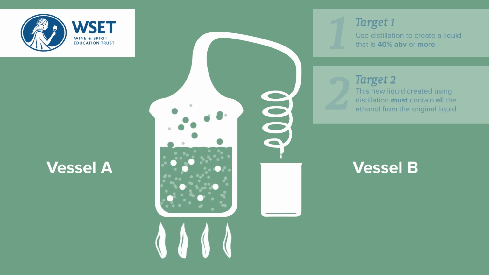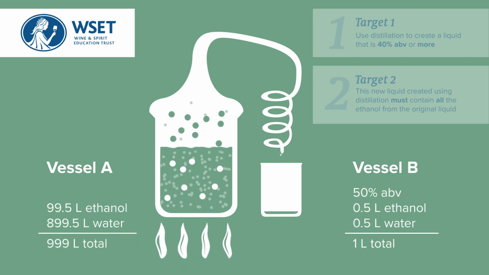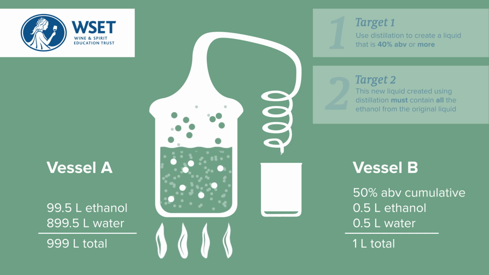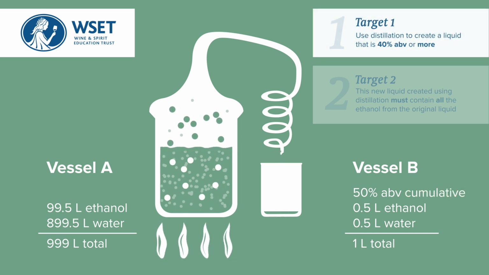Let's make our first check-in once we have collected 1 litre of liquid in vessel B. The cumulative ABV of the liquid that has been collected at this point is 50% ABV. Against target 1 we are doing well. We have a liquid that has more than 40% ABV.